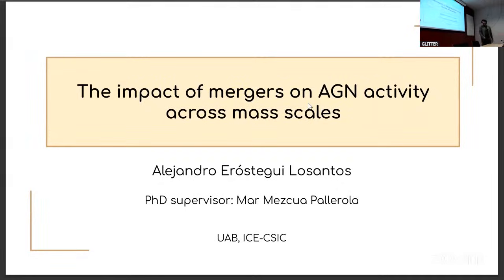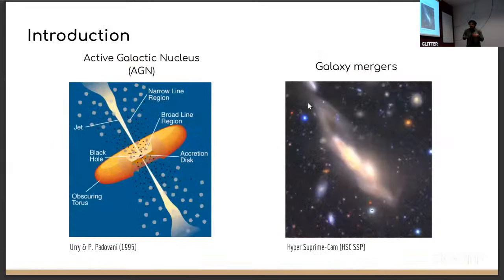Hi, I'm Andres de los Santos, and I'll be talking about the project I'm working on, which is the impact of mergers on AGN activity across mass scales. So the first thing we need to know is what an AGN is. It's an active galactic nucleus, a phenomenon where the central supermassive black hole of a galaxy starts to accumulate a lot of matter, which compresses, gets super hot, and emits insanely bright radiation that sometimes outshines the whole galaxy. So that is an AGN.